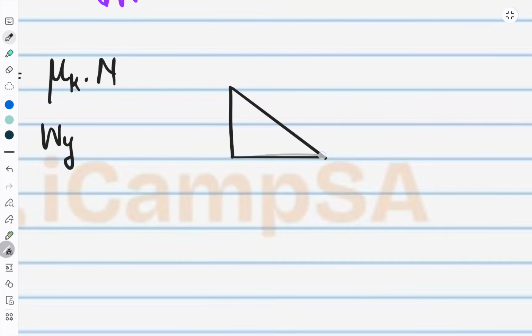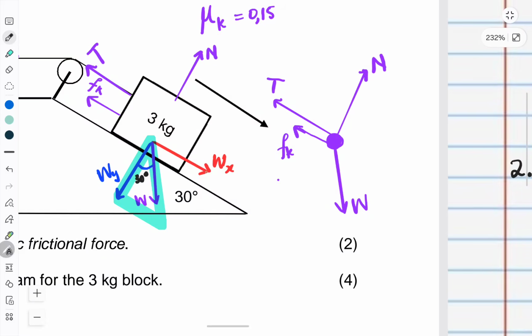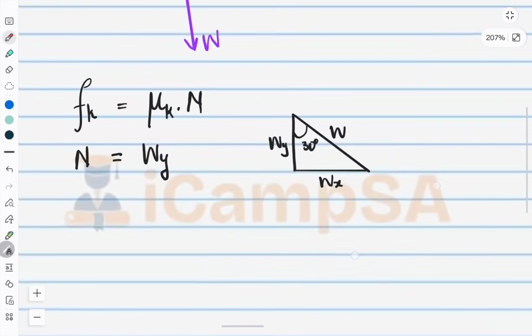If you check my triangle, it's something like this. You have weight y, then you have weight x, and that's our 30 degrees there. That's the same triangle that we have here. That weight x that you see up there, it's the same side here. You can put it here. It's this part of the triangle. Okay, so if you remember correctly, that's what we do.